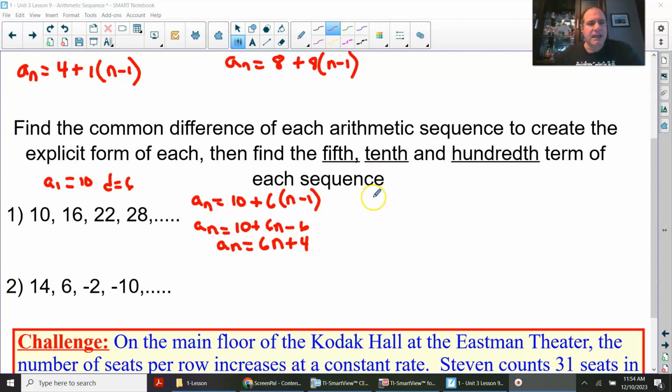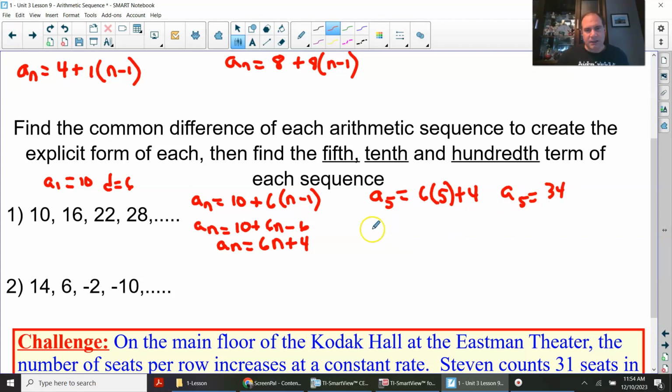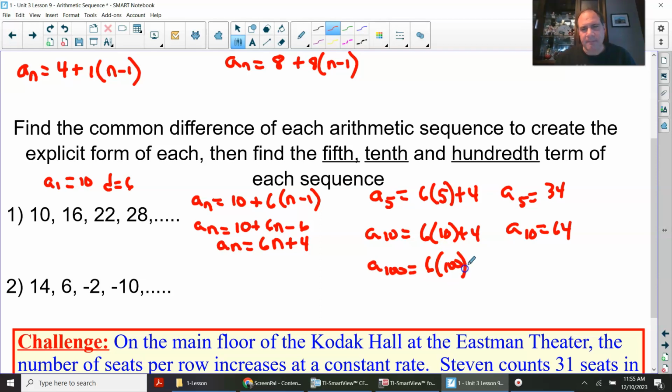And now we could just go ahead and figure out the 5th, 10th, and 100th term of the sequence. You do a sub 5 equals 6 times 5 plus 4. So a sub 5 equals 34. And that's basically it. So a sub 10 equals 6 times 10 plus 4. A sub 10 equals 64. And a sub 100 equals 6 times 100 plus 4, 600, 604.